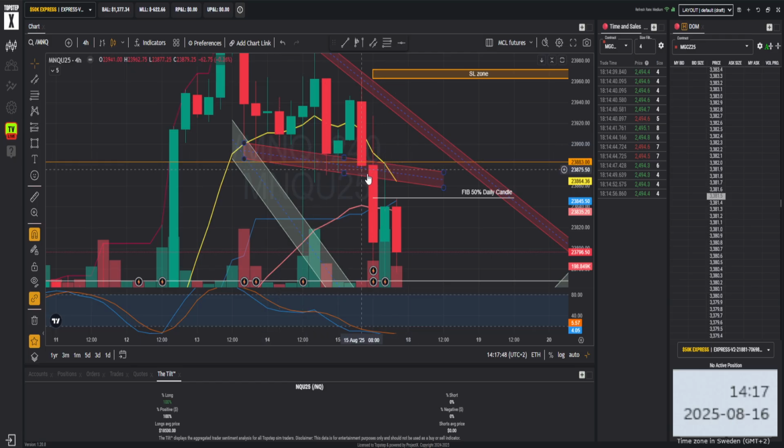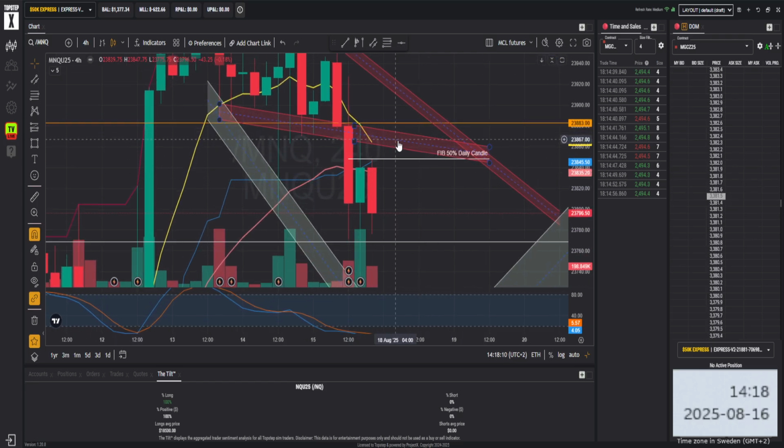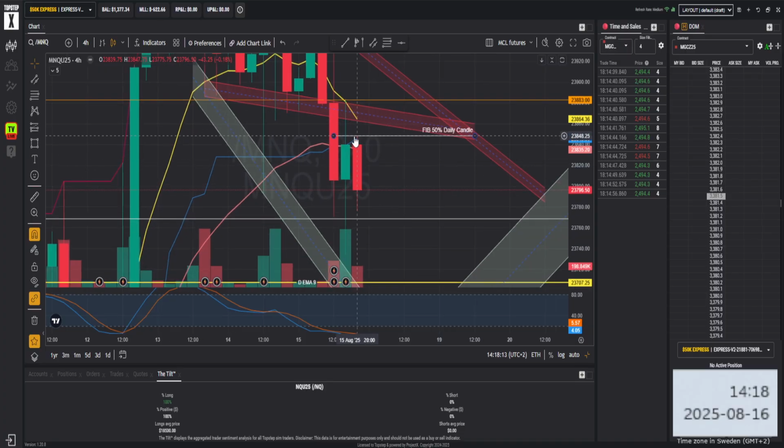So this is the 4-hour. Look at this channel. Nice break here. We came down, up, manipulated up, and then we go push hard. Came back up to this high of this channel. We came down. So I think this might be a good area where sellers might step in again. And that would mean 50% fib daily candle. We have this zone right above it. So we might be looking to go short in this area.